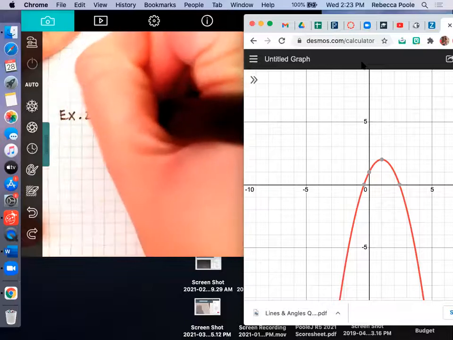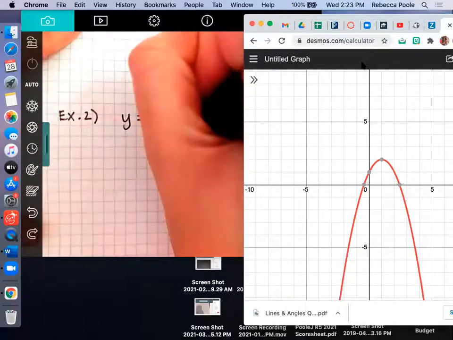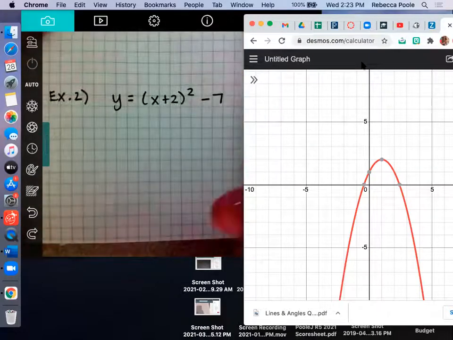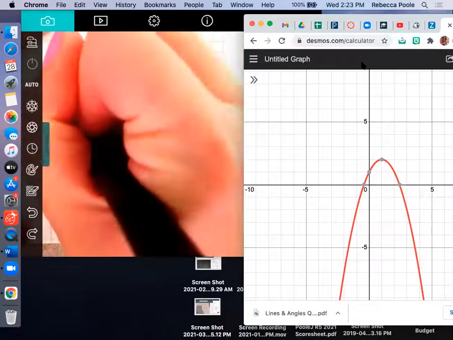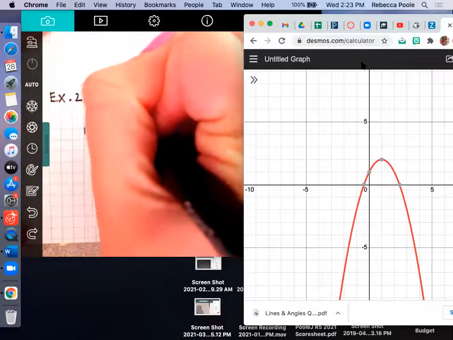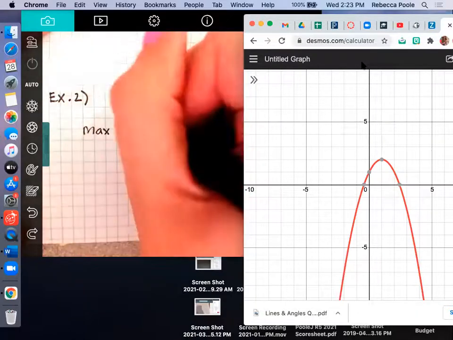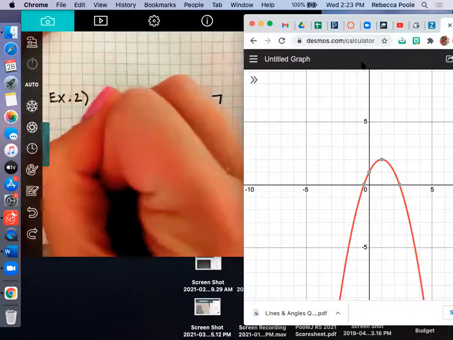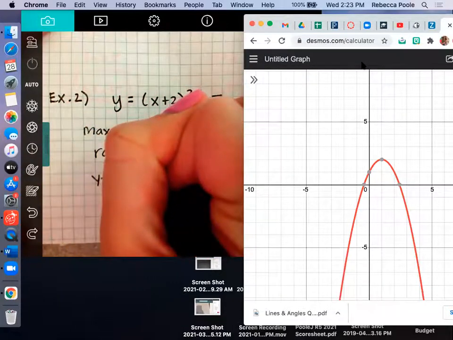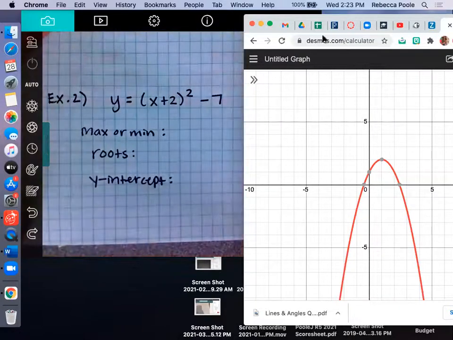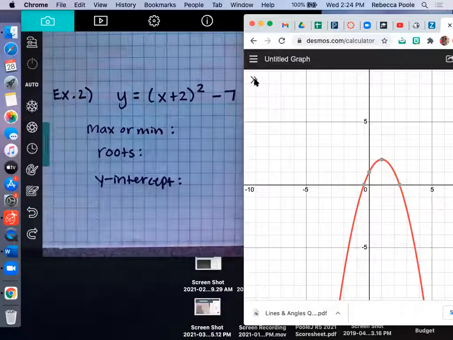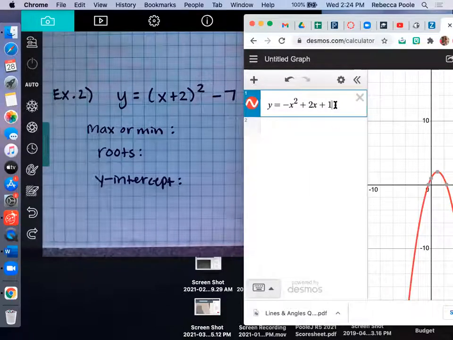Here's the equation. Just write it down. And this time I want you to tell me max or min, roots, and y-intercept. While y'all are copying the problem down in your notebook, because you should answer these with me, I'm going to pause. Okay, so what do you do? Where do you go? Desmos and type in what?